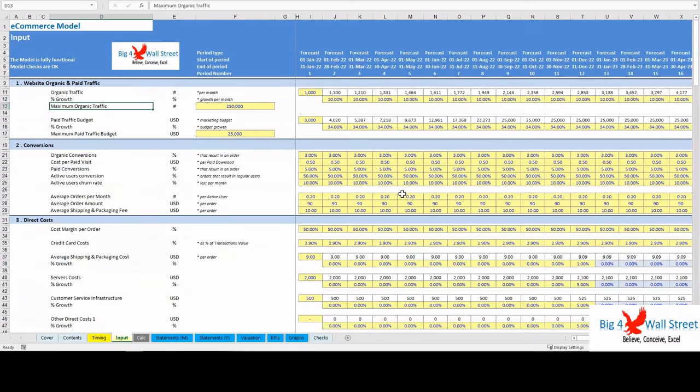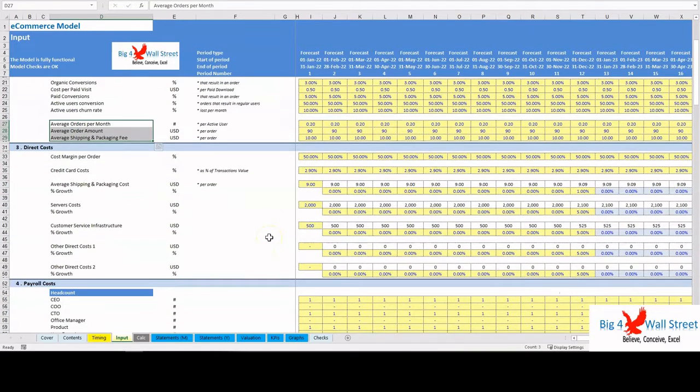Moving on to the Inputs tab, you can adjust the various assumptions of the model based on the specifications and requirements of your business. So effectively you can adjust the detailed revenue assumptions, and the user can amend the most important drivers, such as organic traffic, paid marketing budget, conversion rates, average orders and average order amount.